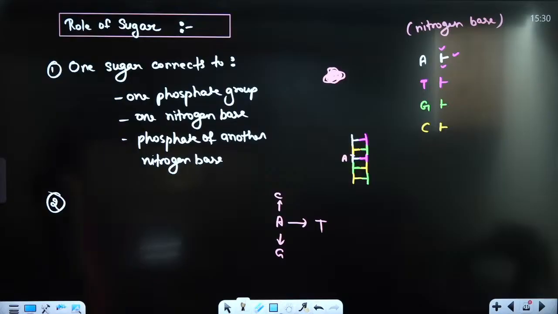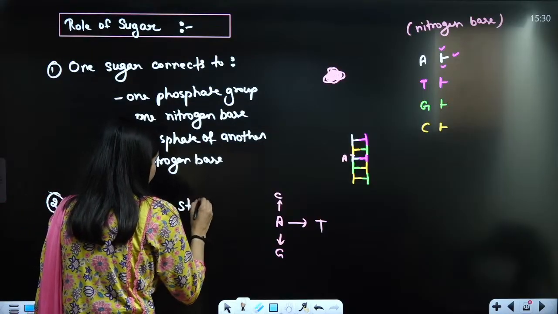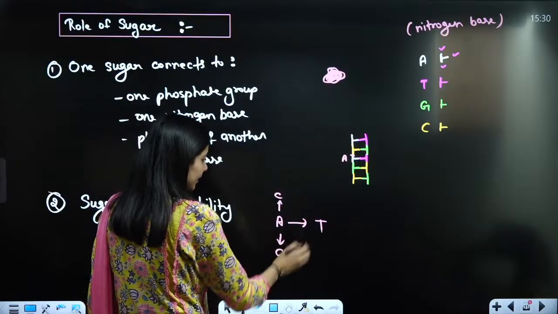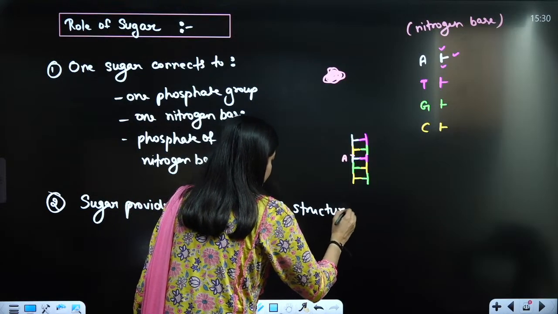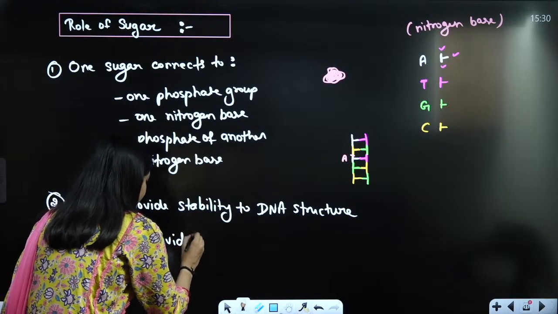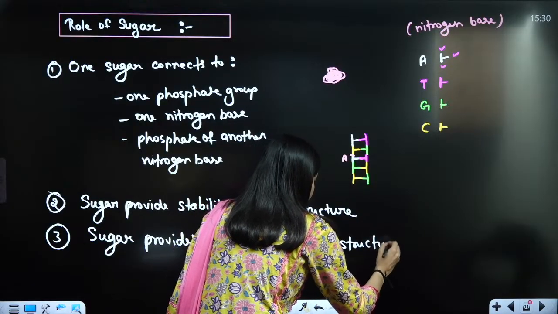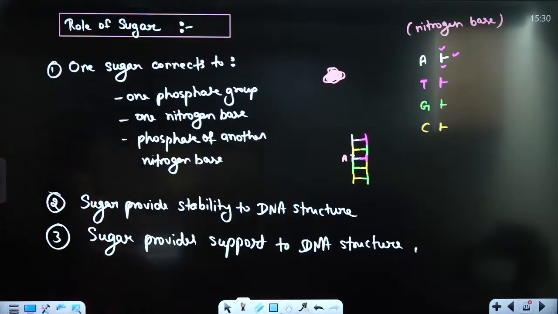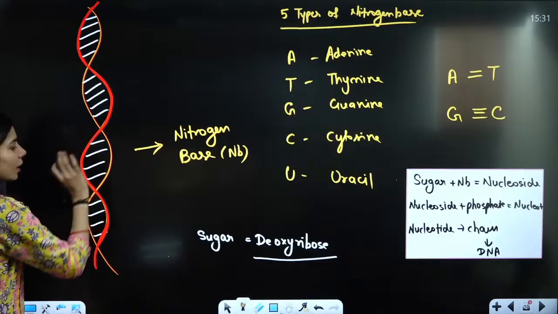Another important thing, sugar provides stability to the DNA structure. Another thing, sugar provides support to the DNA structure. So it is providing some sort of support to the DNA structure. Fine. So that's the basic role of the sugar as a part of the DNA. I hope you have understood. So it means my DNA is being formed, and this is how it is being formed. One more thing, try to understand.